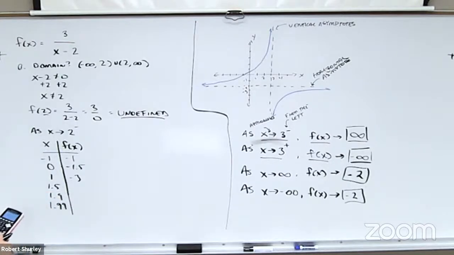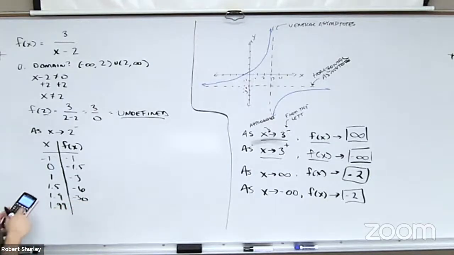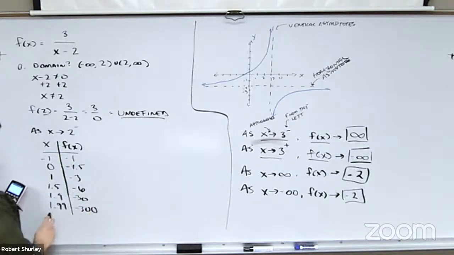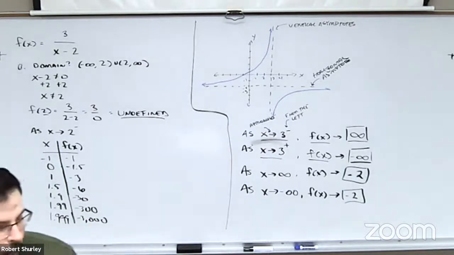1.5, let's do that one. I get back -6. 1.9, I get back -30. 1.99, I get back negative 300. Ooh, that was a jump. And I'm going to guess for 1.999, I'd get back negative 3,000. Okay. Well, let's talk about what this means algebraically now.